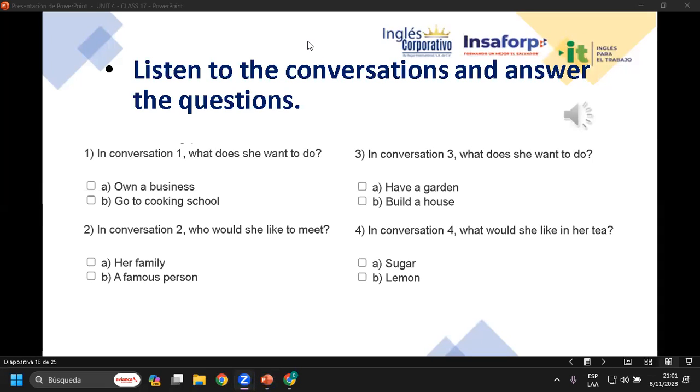Conversation one. What do you want to do in the future? I'd like to be a chef. I want to have my own restaurant. What kind of food would you like to cook? I'd like to cook Greek food. Ooh, if you do that, I want to eat there. I'd like that.